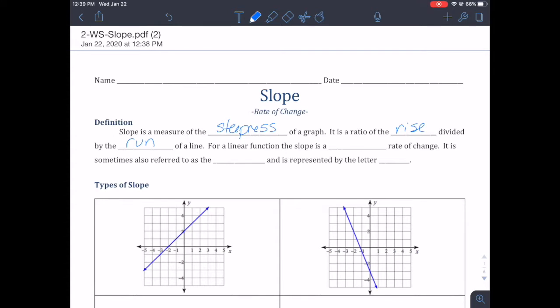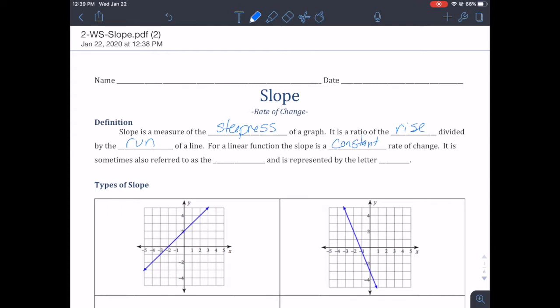For a linear function, the slope is a constant rate of change. I know that could seem a little bit of an oxymoron. Constant and change are both in that same phrase. Well, what that means is that, yes, we are looking at data that's changing, but every time it is changing by the same amount, so hence a constant rate of change.